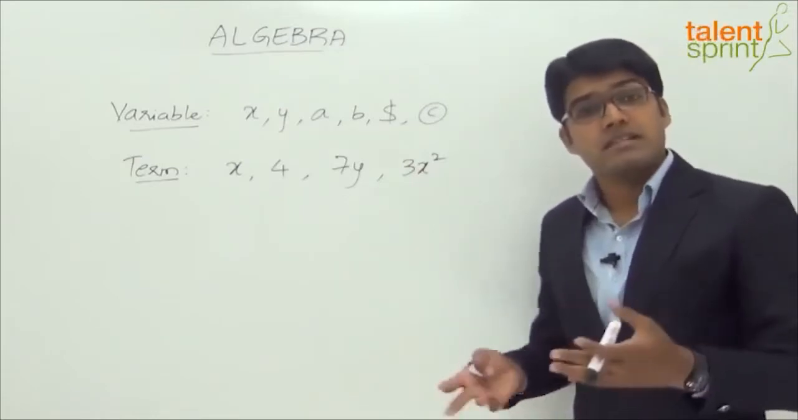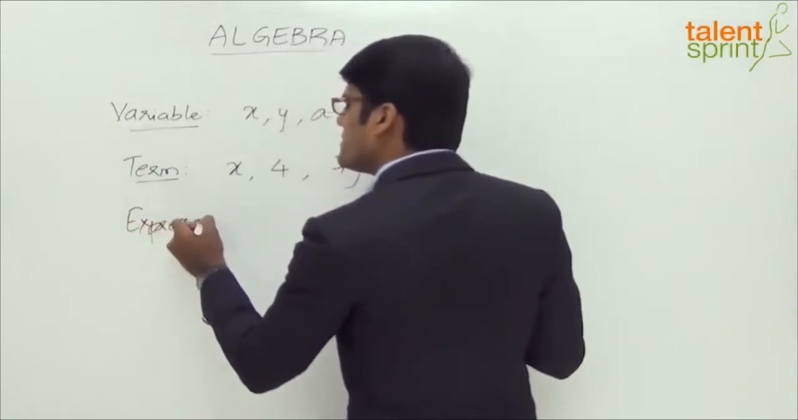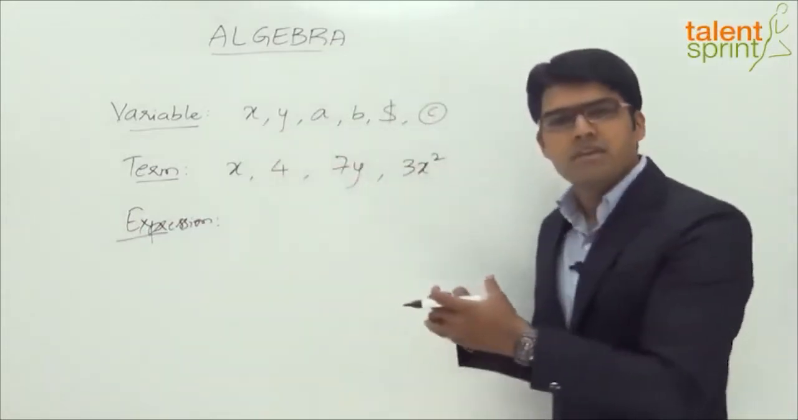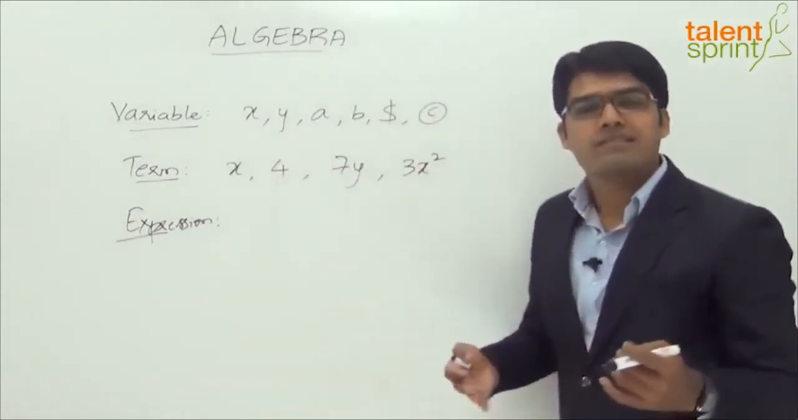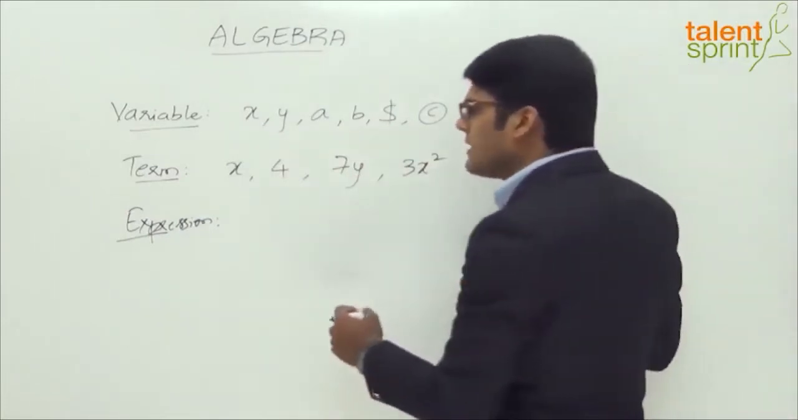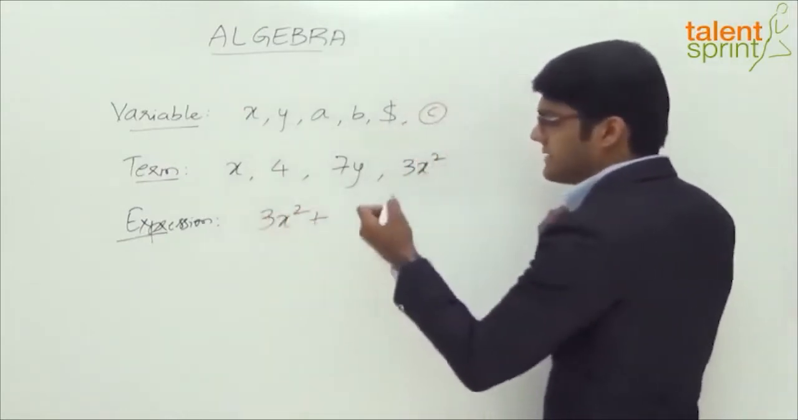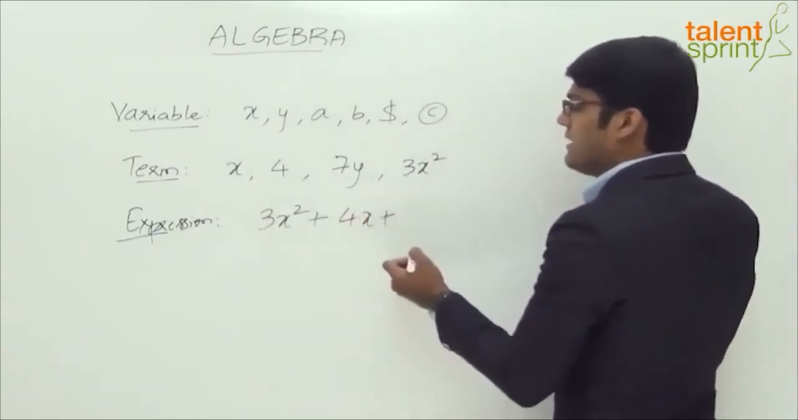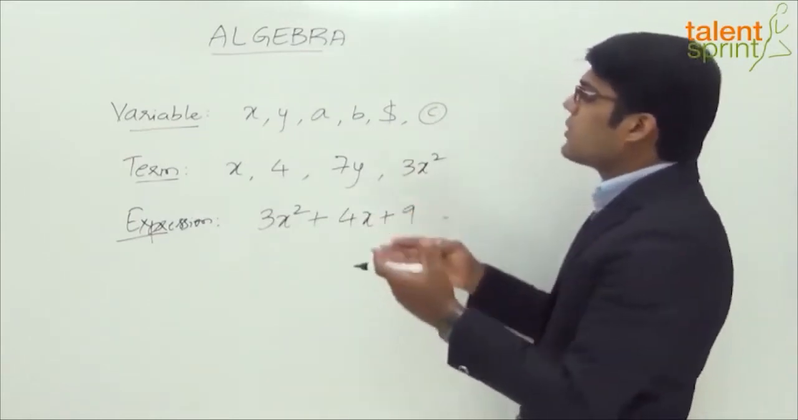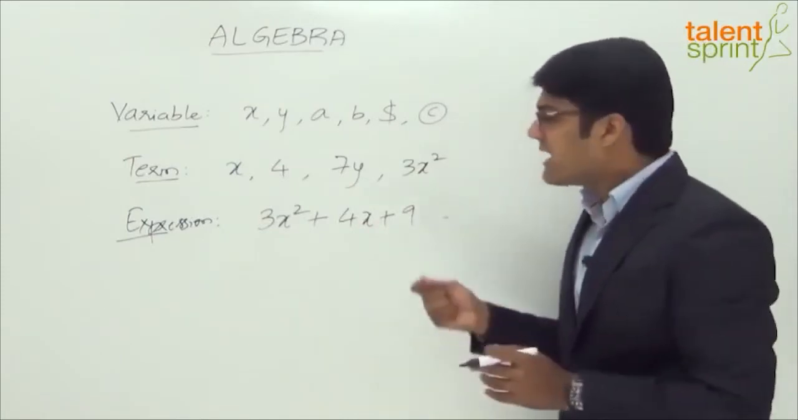Now coming to expression, what is an expression? An expression is a combination of terms, using different mathematical operators like plus, minus, multiplication or division signs. For example, a simple expression is as follows: 3x squared plus 4x plus 9. Let's not say equal to 0. So that's an expression. It is a collection of terms. There are 3 terms here.